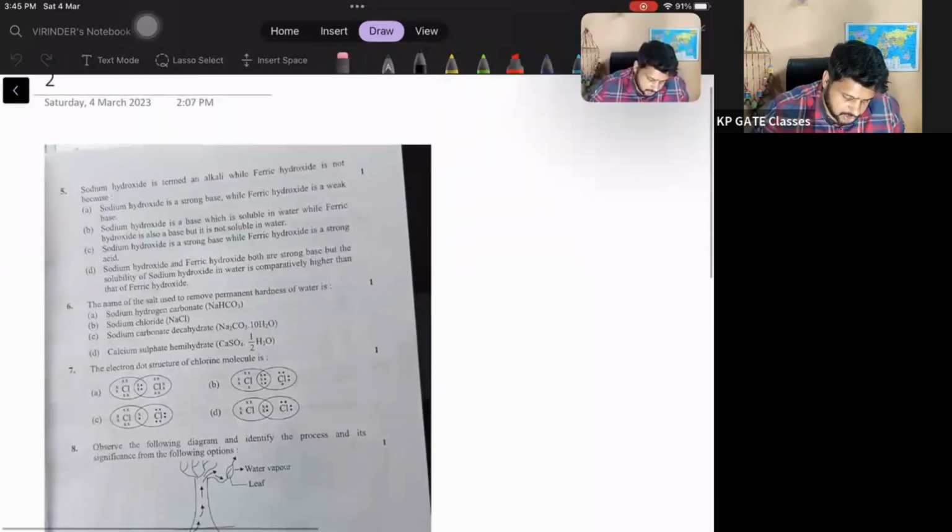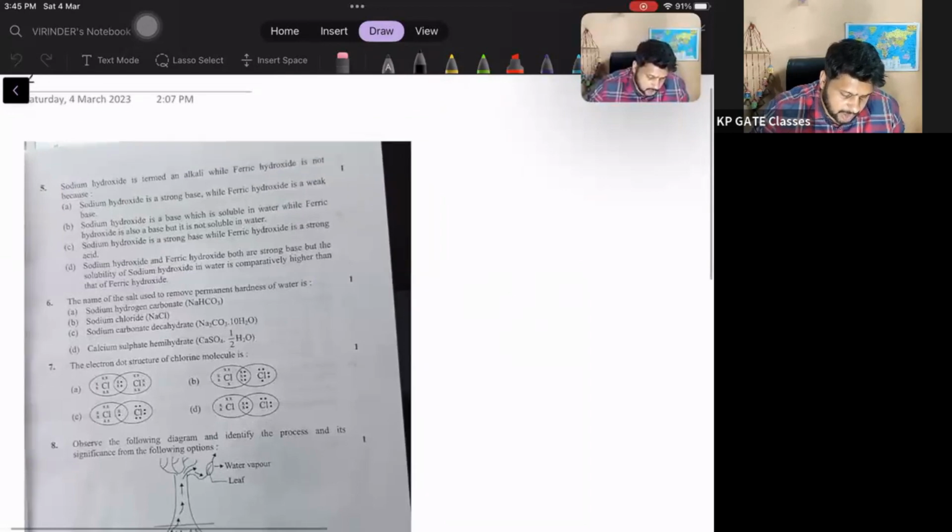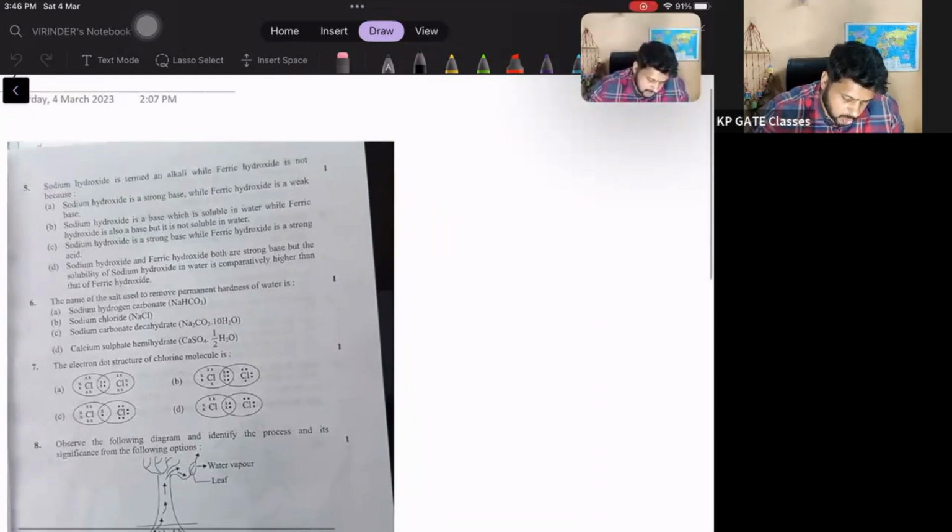So this is our fifth question. Fifth question is, sodium hydroxide is termed as alkali. Yeah, that is termed as alkali when it is mixed with the water. So aqueous solution is alkali. So while ferric hydroxide is not, because, so let's read the options. Sodium hydroxide is strong base, and while ferric oxide is a weak base. No. Sodium hydroxide is a base which is soluble in water. Yes. While ferric hydroxide is also a base, but it's not soluble.